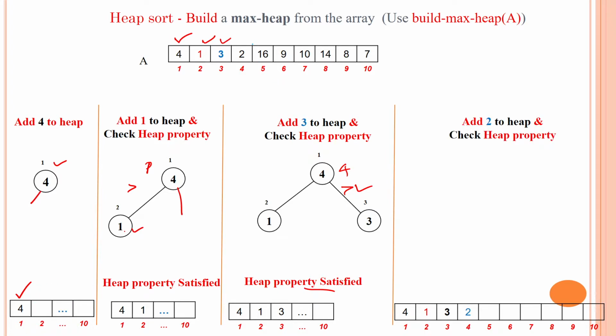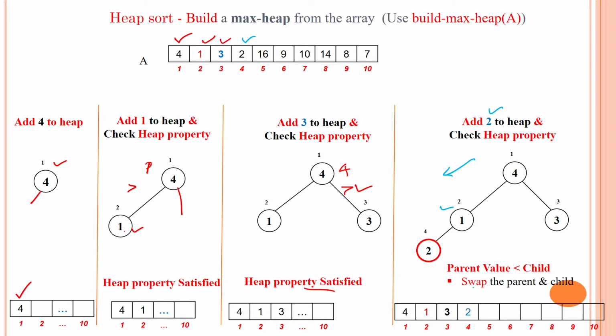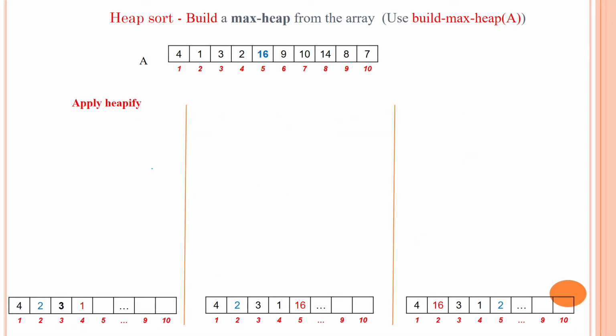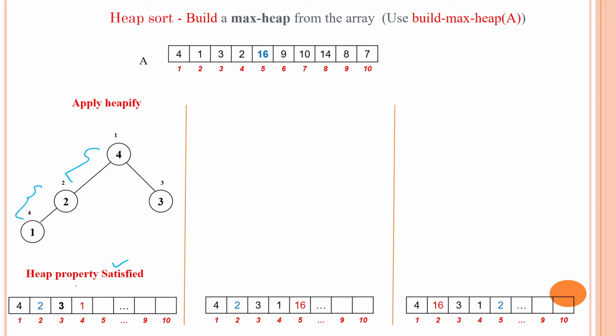Then the next node is 2, so 2 is added into the heap. When checking the left subtree, 1 is missing its left child, so we are adding the 2 as a left node to the 1. Here the parent value is less than the child, so it is not satisfying the heap property. We have to swap it by applying the heapify process. So we will swap the 2 and 1. Now again we are checking with its parent, and it is satisfying the heap property. Now 1 is stored in the temporary array.